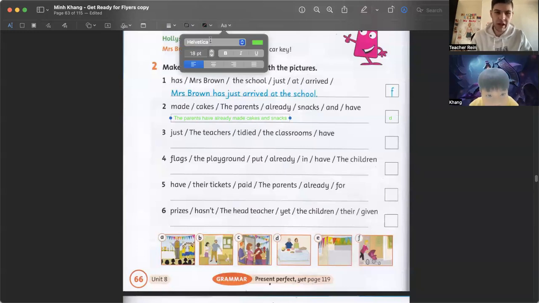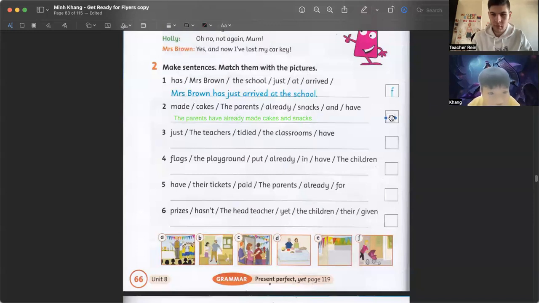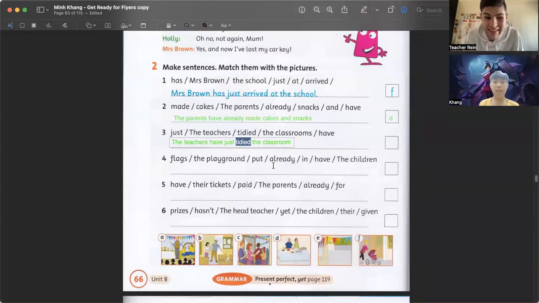Sorry, let me just make it bigger. The teachers have just tidied the classrooms. Very good. Before we go on, Min, I want to ask you, what do you think does the word tidied mean? Clean the room. Yes, but what does tidy mean? Oh, clean the room? Yes. Yes, very good. Well done. Okay. And which letter do you think matches with that one?